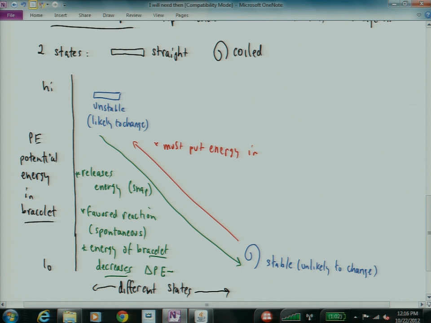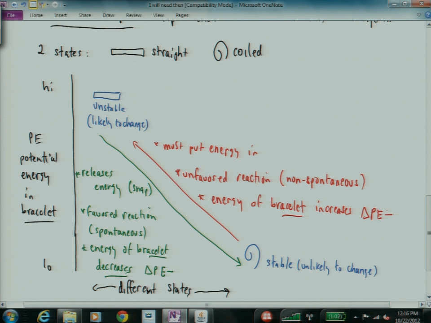Likewise, this is the unfavored reaction. It is non-spontaneous. Okay. And here the energy of the bracelet increases. So delta PE is positive as you go in that direction. Make sure I got all the pieces of that.